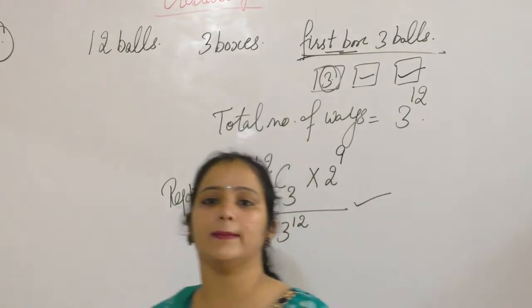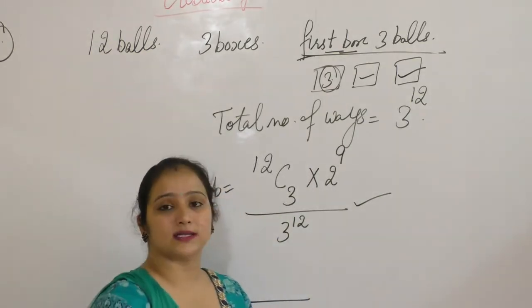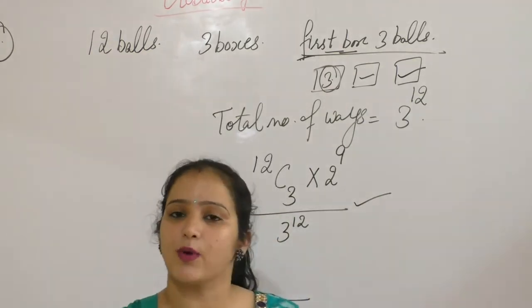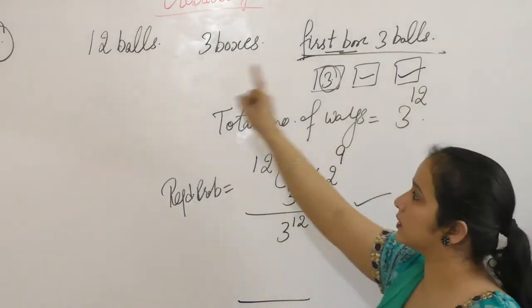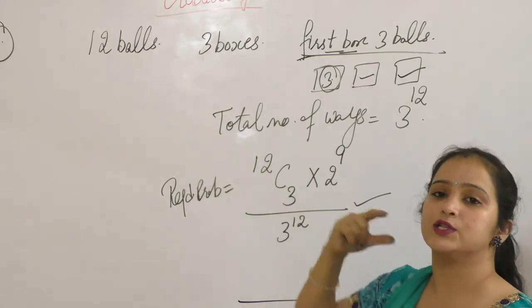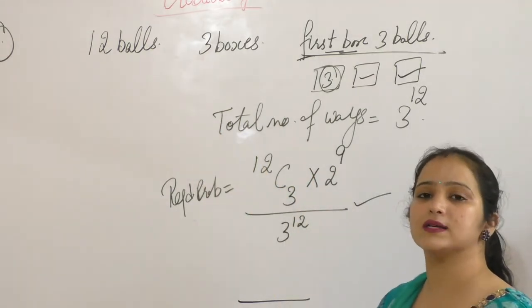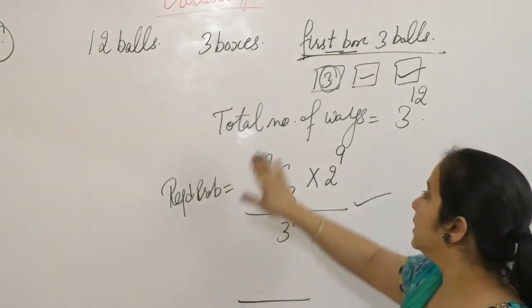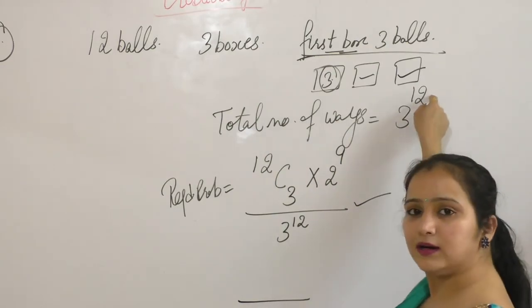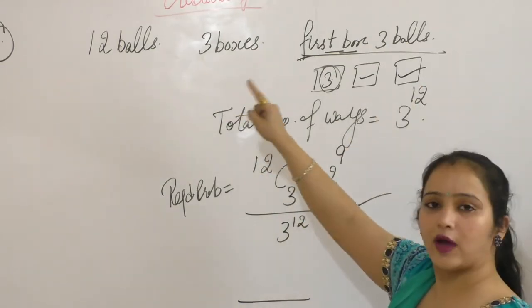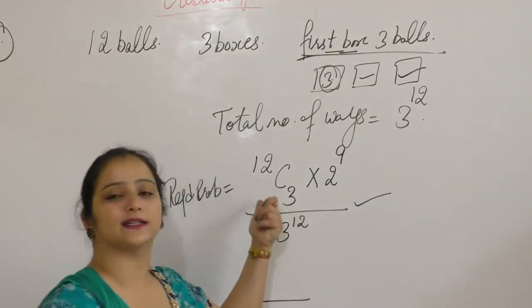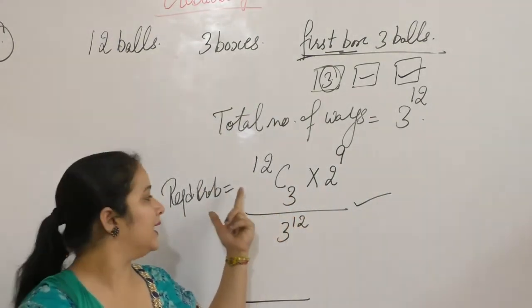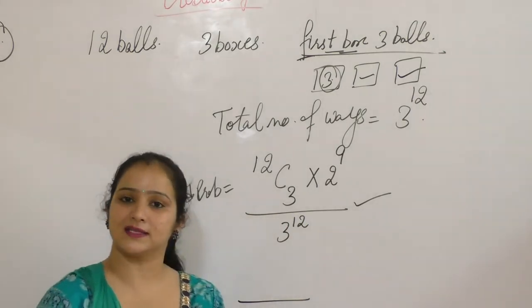What is the probability that the first box contains 3 balls? That is, 3 balls have come into the first box. There are 3 boxes and the total number of balls is 12. So the number of ways to arrange 12 balls in 3 boxes is 3 power 12. Out of 12 balls, 3 balls are in the first box, so we have to select 3 balls out of 12 in 12C3 ways.